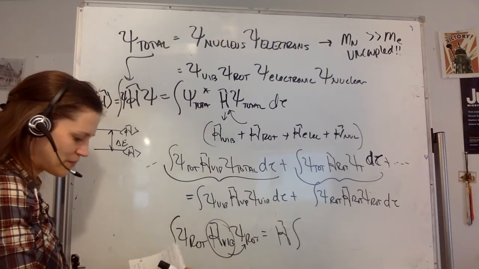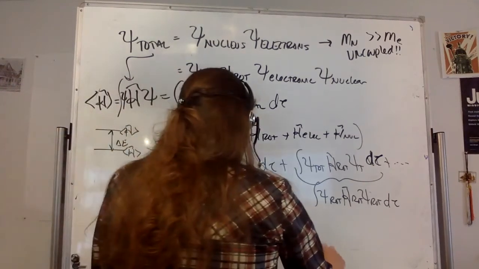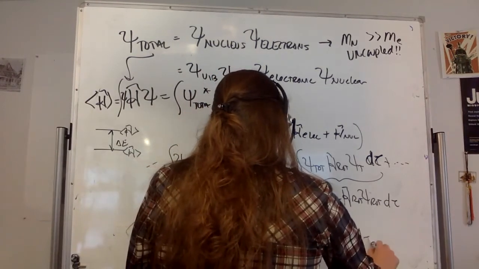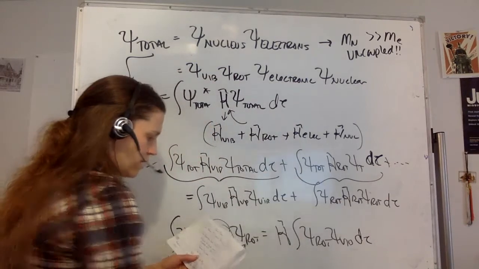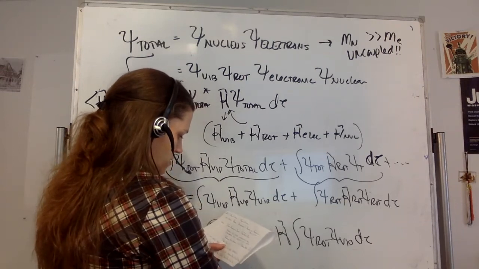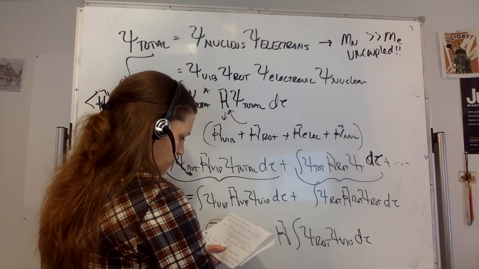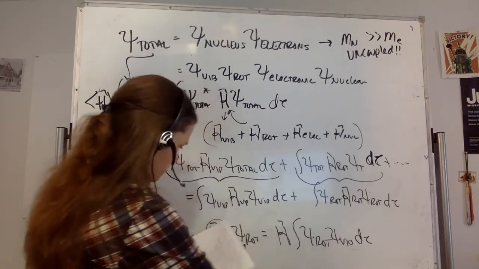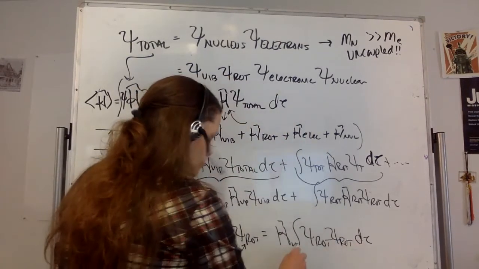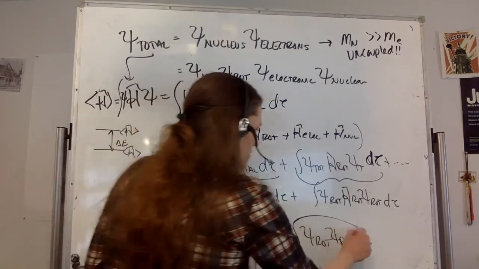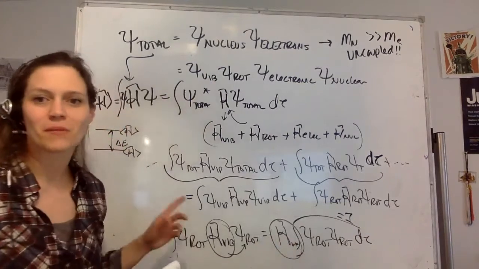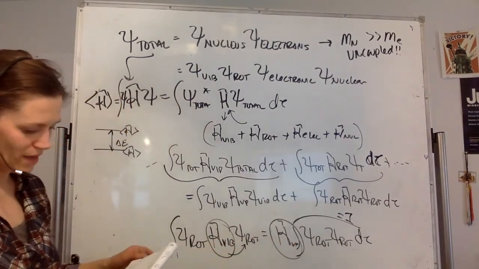So what happens then is you get psi rotational, psi vibrational, d tau. Sorry, those should both be vibrational. So this part equals 1 because it's normalized, and you're left with just the vibrational Hamiltonian. Sorry, I got my rotational and vibrationals mixed up.